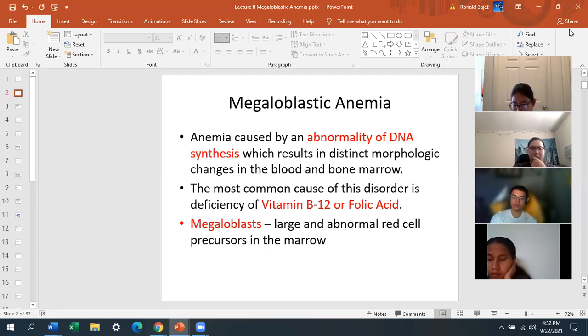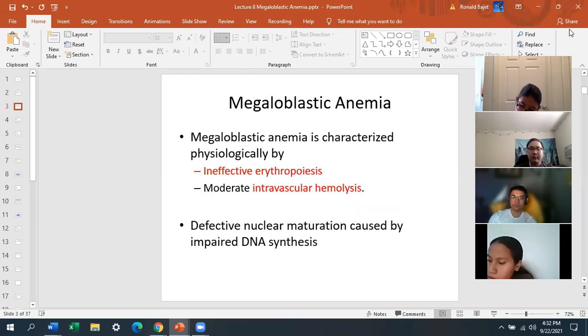In the bone marrow, what the pathologist will see in a person with megaloblastic anemia are megaloblasts. These are large abnormal red cell precursors in the marrow. So the problem with megaloblastic anemia is it's starting in the bone marrow. There's ineffective erythropoiesis and there's intravascular hemolysis. Intravascular means it's within the blood vessels, whereas if it was within the actual cell, it would be intracorpuscular. And it's defective nuclear maturation caused by the impaired DNA synthesis.